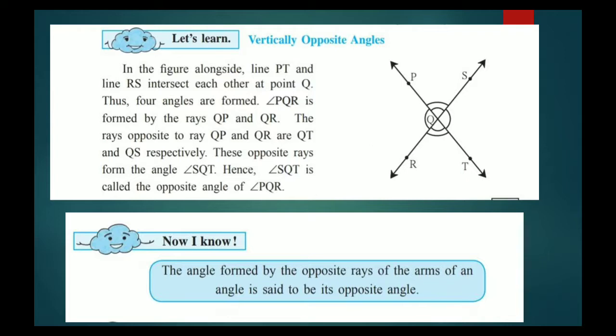Next, we are going to learn about vertically opposite angles. First, we have learned about a linear pair. A linear pair means the sum of the measures of two adjacent angles is 180. That is supplementary.